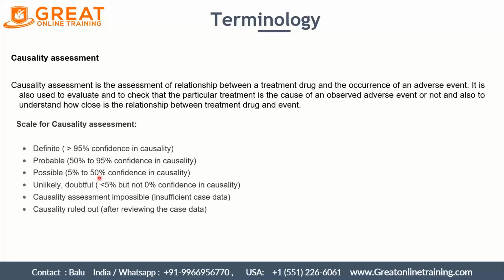And information on the drug withdrawal, like the de-challenge, and if we don't have de-challenge and re-challenge information, but other information is matching, like this event might be because of the medication, then we use this causality assessment of possible. And the next one is unlikely or doubtful, when there is less than 5% but not 0% confidence in causality. So in situations where the event happened after receiving the medication and we don't know any other information, then we will consider it as unlikely or doubtful.